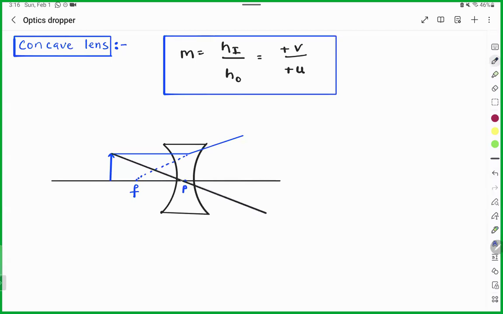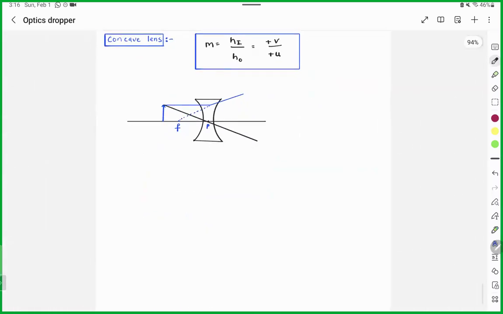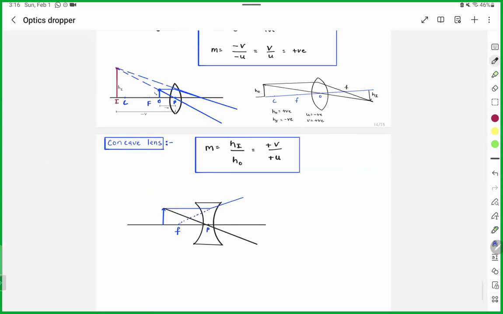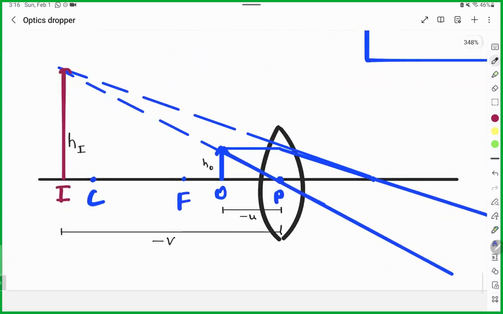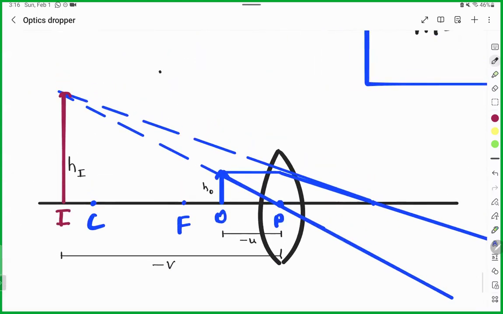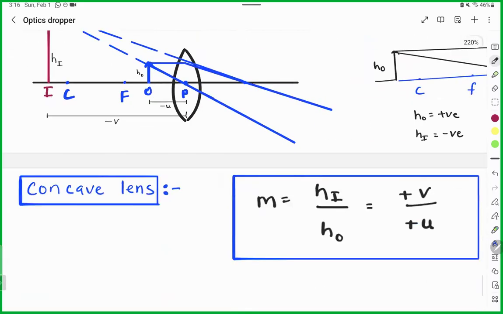So what is happening? In case of the virtual image of the convex lens, you are getting a bigger image. That's why I drew this intentionally, because we use the same thing in the microscope as well. Same situation, virtual image, erect.